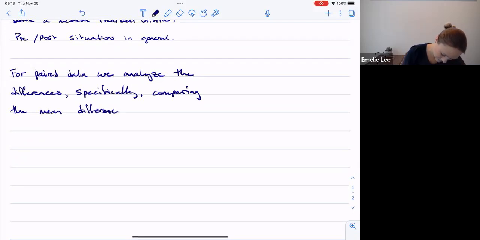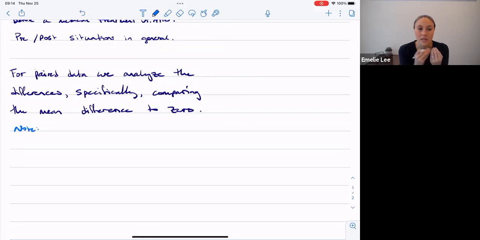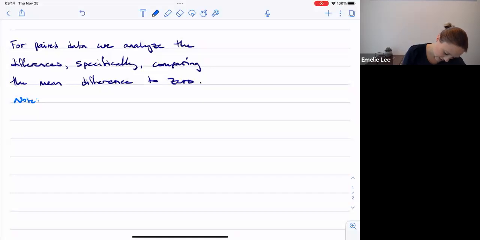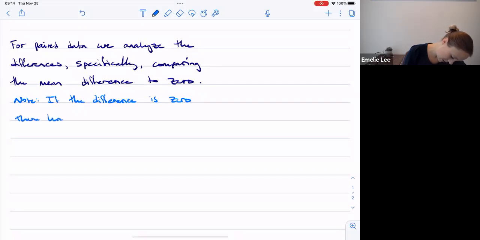Oh man, I'm going to start over there. That was a mess. The mean difference to 0. Note, a difference of 0 means that there's been no change. So if the difference is significantly different from 0, then we have some change. Note, if the difference is 0, there has been no change.